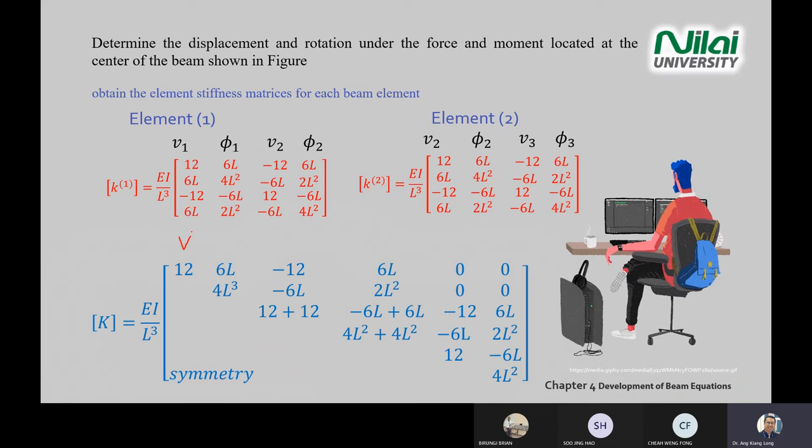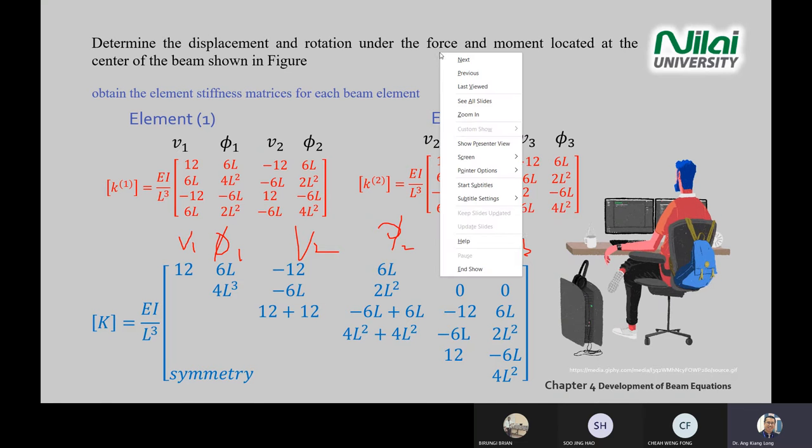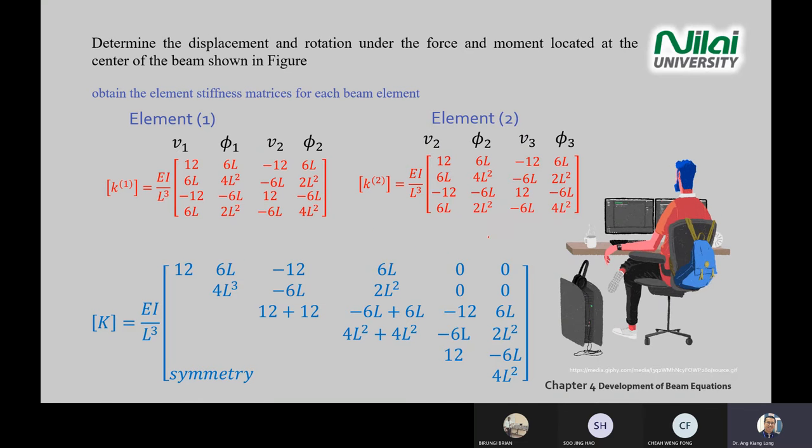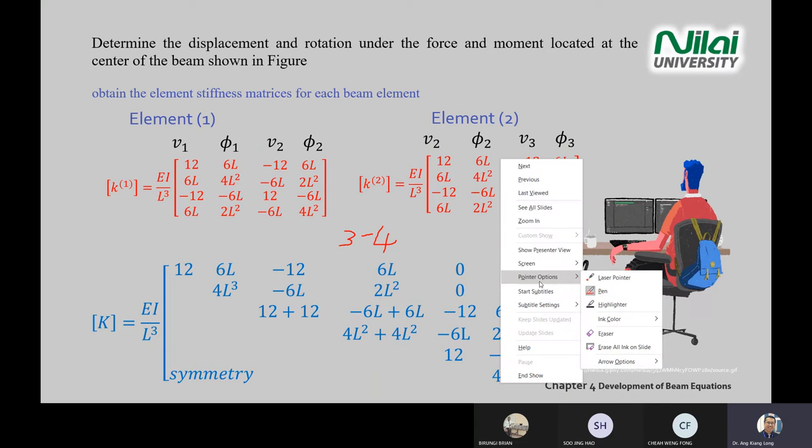So again, this is V1, rotation 1, V2, rotation 2, V3, rotation 3. Same with the side here. Then you park all the number into this one. So once you get the K matrix, again, K matrix will score maybe 3 to 4 marks just to import the number. Okay, it depends on the size. The bigger the size you have, the more marks that will be given.